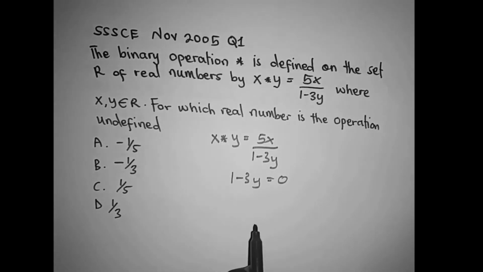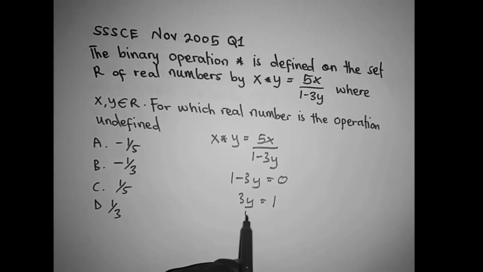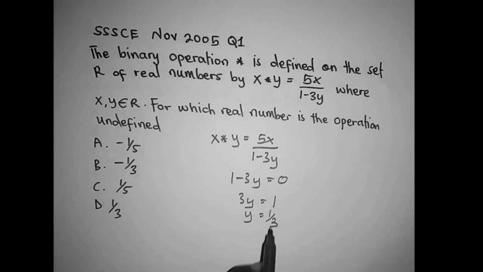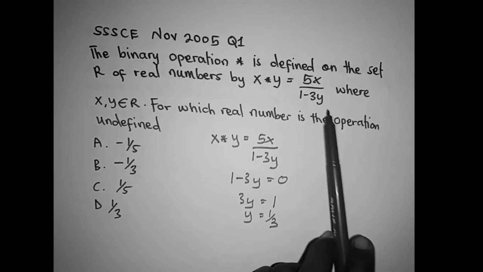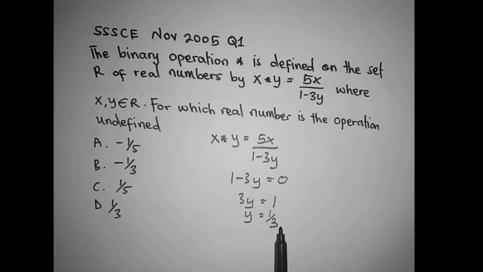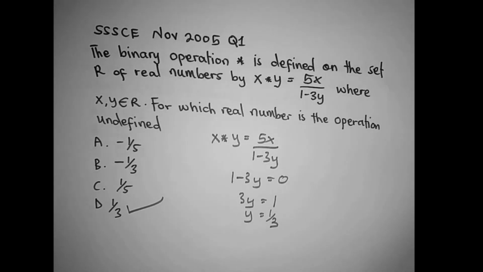So we can make y the subject. So 3y is equal to 1. y is equal to 1 over 3. The only instance in which this operation is undefined is when y is equal to 1 over 3. So answer D is the correct answer.